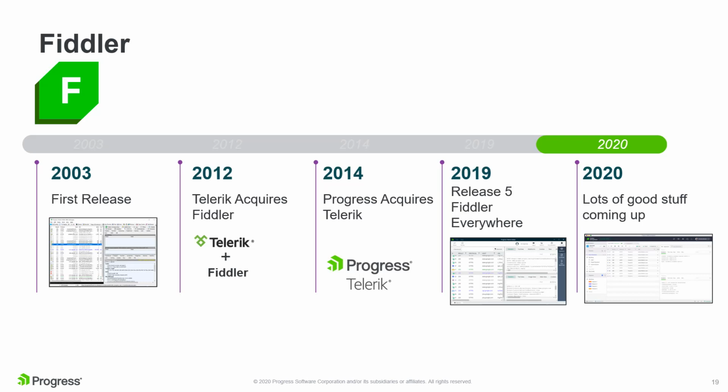And then Telerik acquired Fiddler in 2012, and it continued to offer Fiddler through its portfolio of products. And in 2014, Progress acquired Telerik, and along with it, all the products and offerings of Telerik. And since then, the Fiddler team has been adding features and has been doing regular releases. And in 2019, we released the first version of Fiddler Everywhere, which supported Windows, Mac, and Linux.